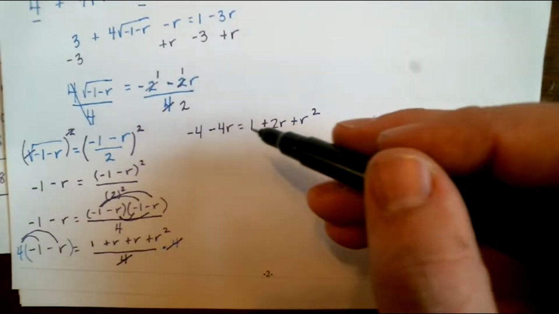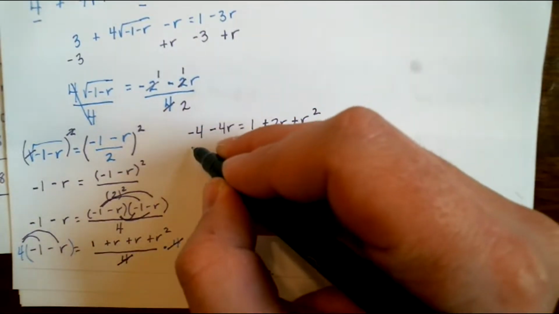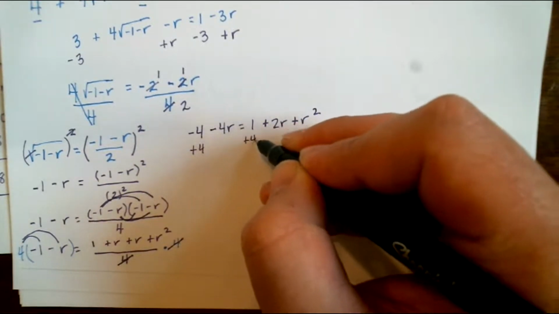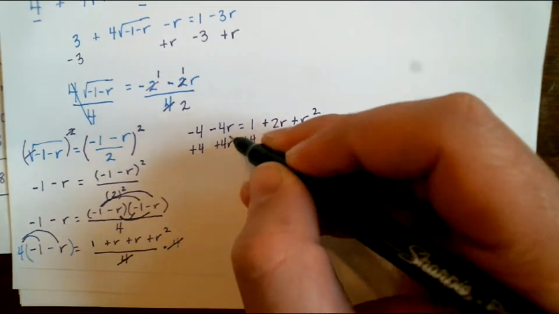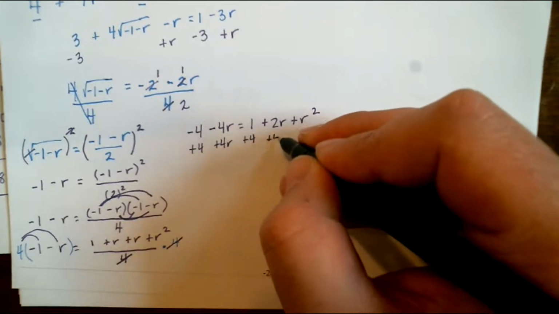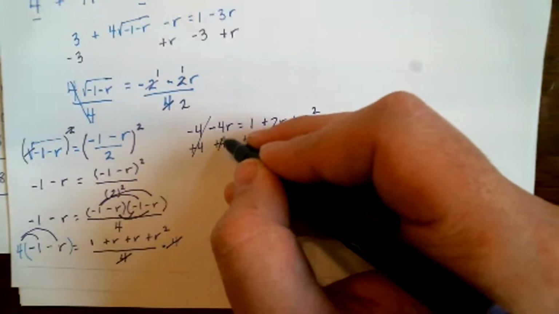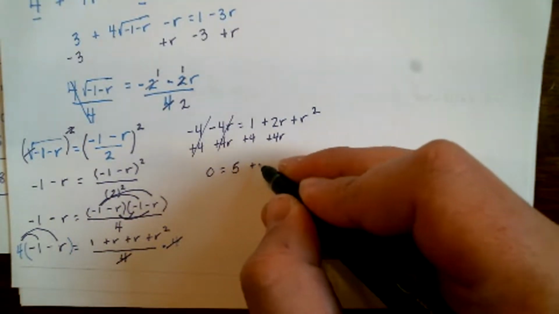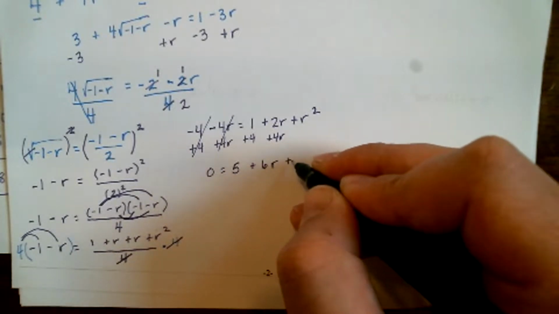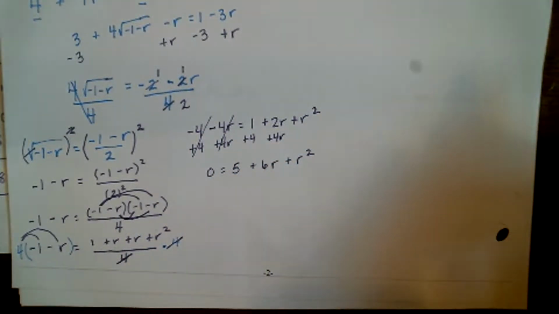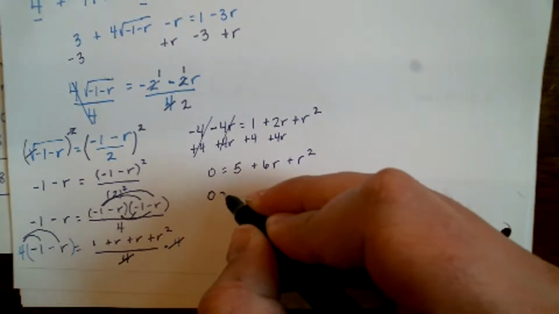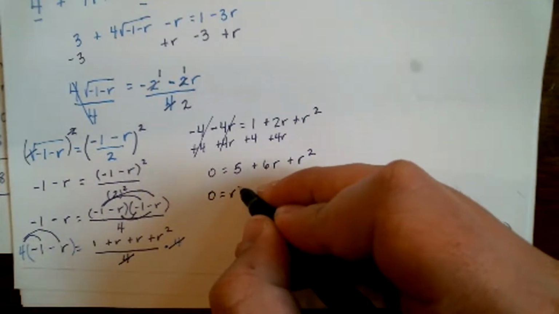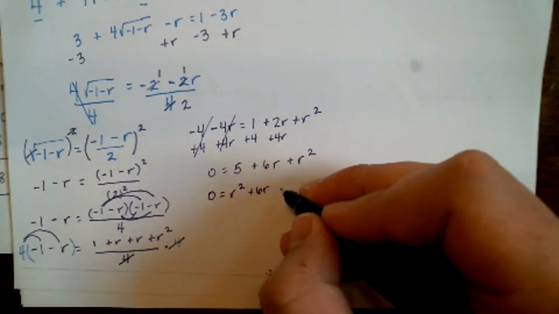I'm just going to move everything to this side. So I'm going to add 4 to both sides, and I'm going to add 4r to both sides. Cancels, cancels. 0 is equal to 5 plus 6r plus r squared. I'm going to write it in ax squared plus bx plus c form: r squared plus 6r plus 5.